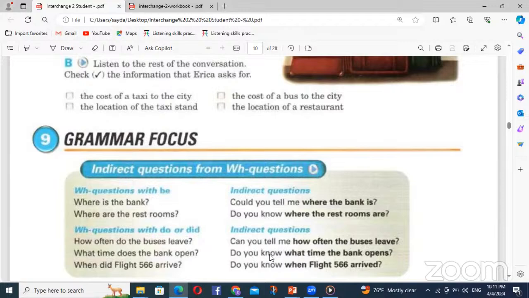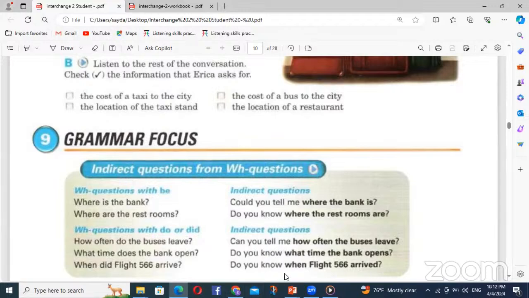Next one. Do you know what time? Here we have does. We cancel does. I say the bank and then open. I put the verb in the present simple because does is the present simple. The bank means a singular subject, so we can change it into it. And the verb with the singular subject he, she, it takes s, so opens. So: do you know what time the bank opens?